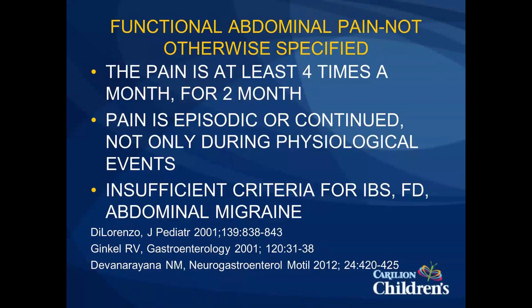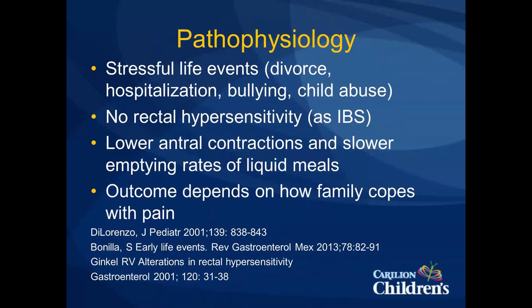And for the pathophysiology, stress is the main factor. But also, as I mentioned before, children or adolescents who are really personality linked, worriers and that as well. Divorce, hospitalization, bullying, child abuse, all that is related. They have some degree of upper GI dysfunction, where they have some slow gastric emptying with liquid milk. This is all related to research. And there is decreased antral contraction associated with discomfort and pain.